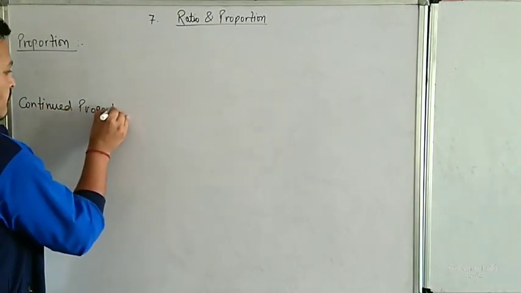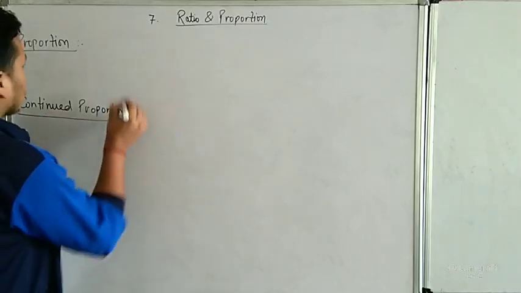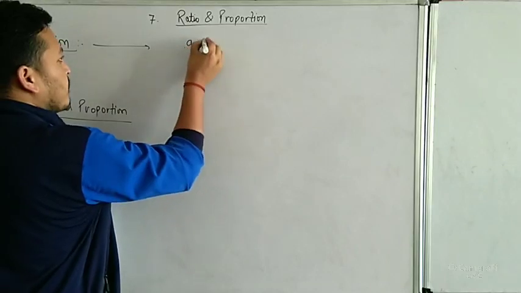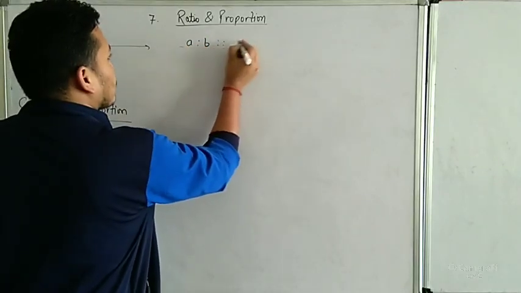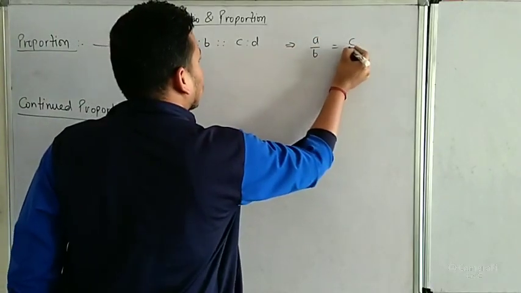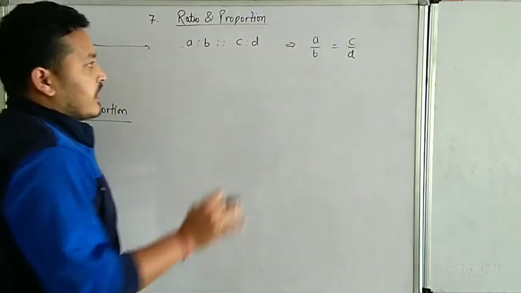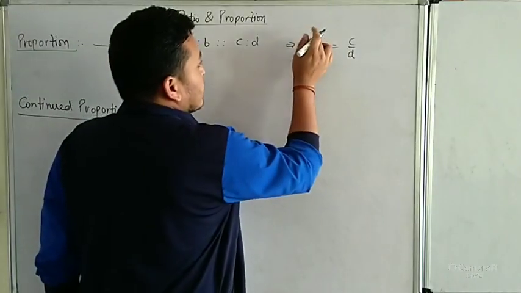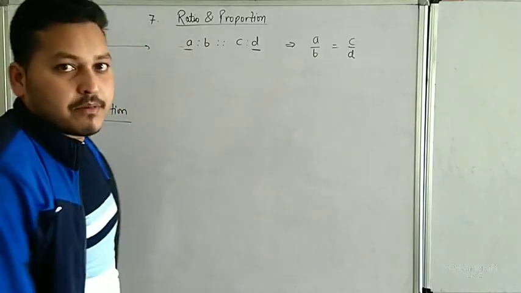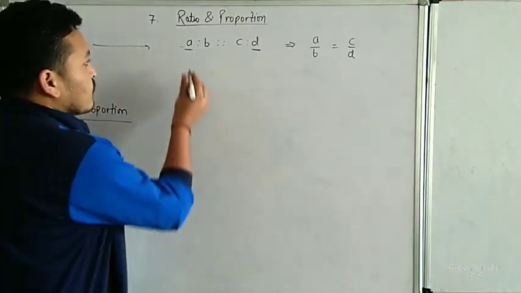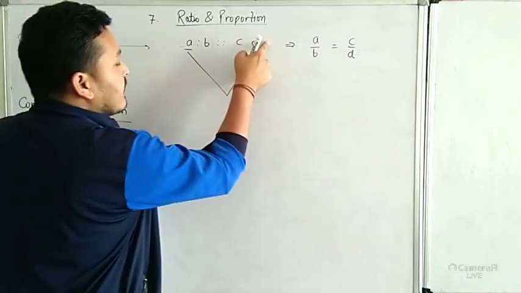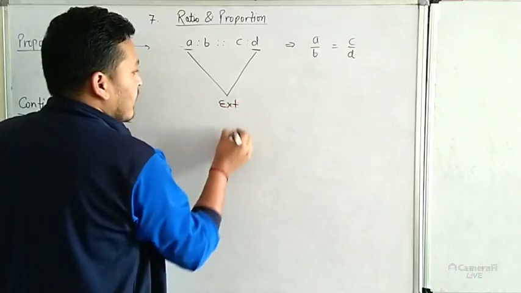Continued proportional. I am writing here the form of the proportional: A ratio B proportional C ratio D. This we can write as A upon B is equal to C upon D. Now, one more thing: A is the first number and D is the last number. These first and last numbers, A and D, are known as extreme terms.